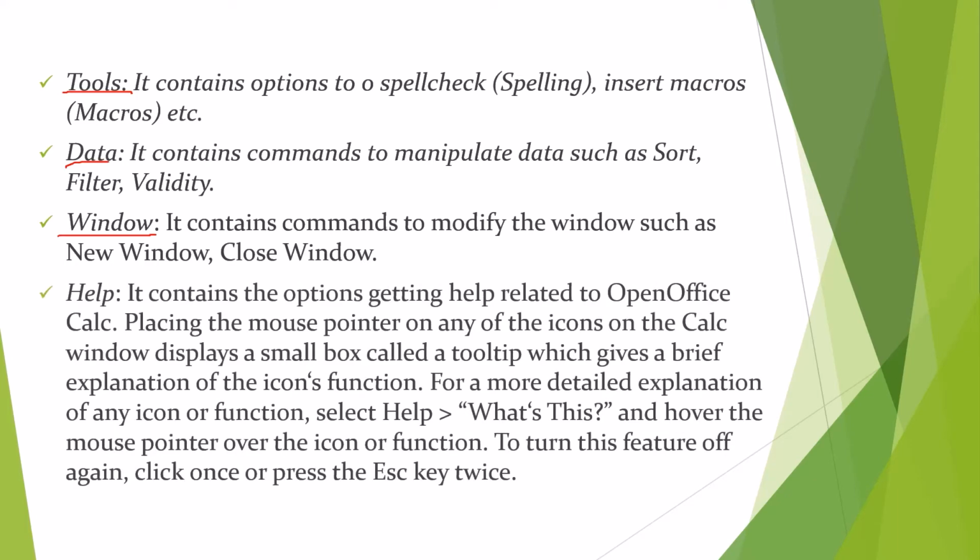Next is Help. Help, as its name suggests, is used for helping the user. Wherever the user is confused about what an option is used for, we can take the help of the Help menu. Whenever we click on Help, the option What's This appears, and when we click over it, we can learn about that feature. If you want to turn this feature off, click once or press the Escape key twice. You have to press the Escape key twice.